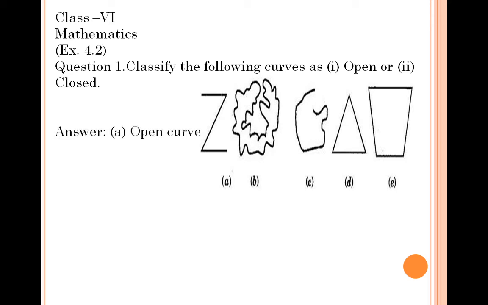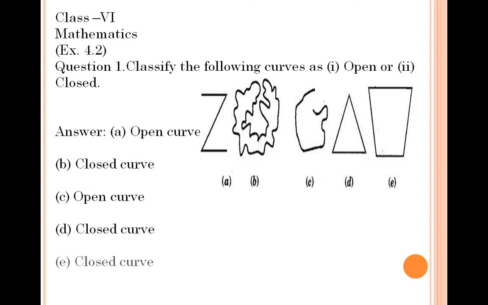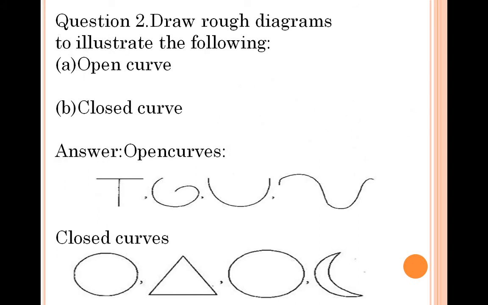So, what are the answers? Look at this picture A. This is an open curve. B, it is a closed curve. C, it is an open curve because the beginning point and end point are different. D, it is a closed curve. And E, this is also a closed curve. Is it simple? Yes. Now we will start to solve our second question.